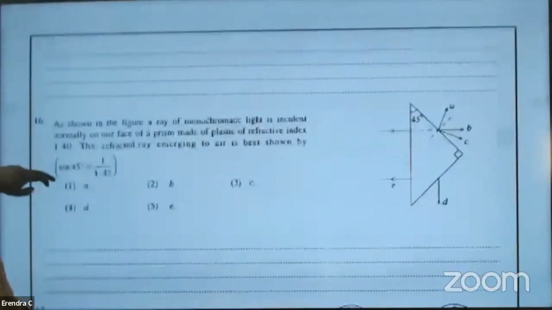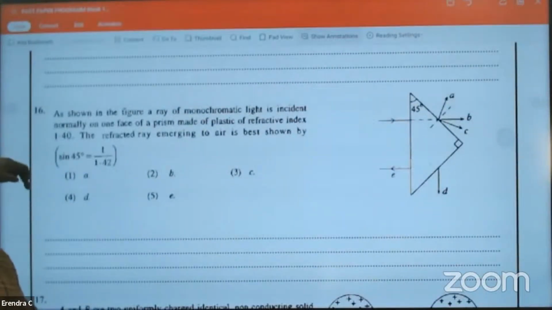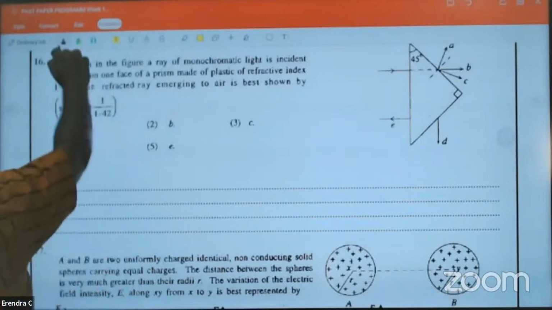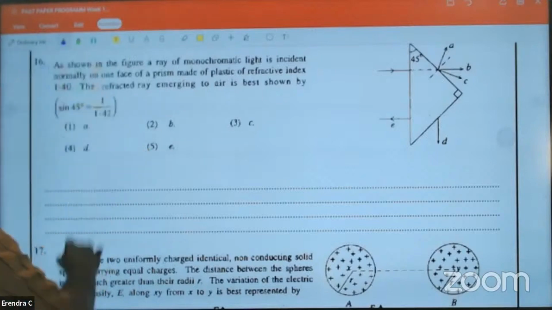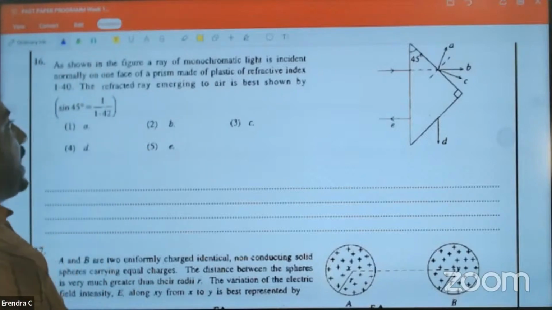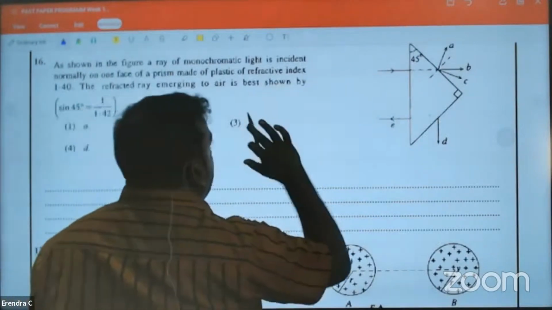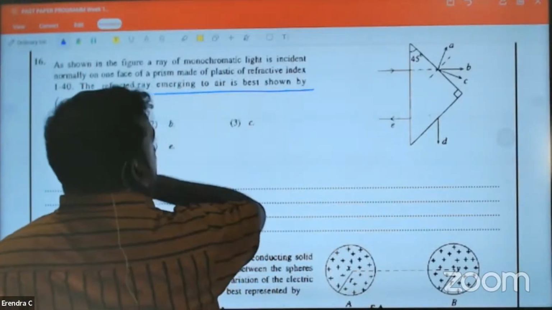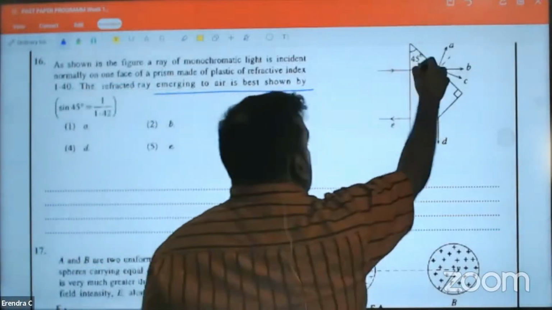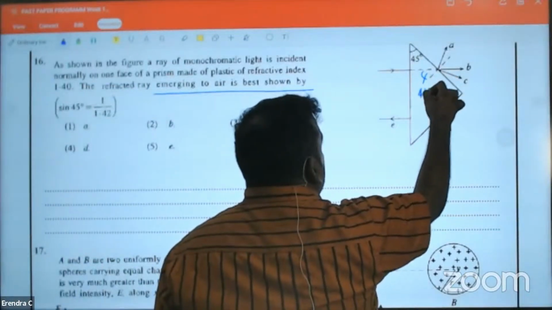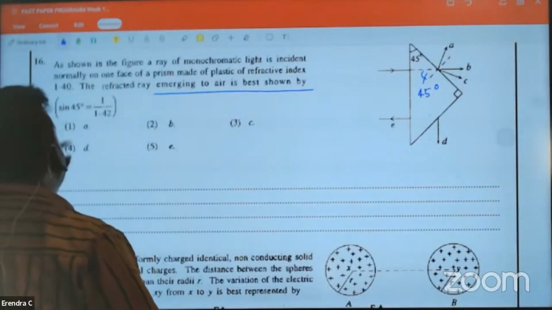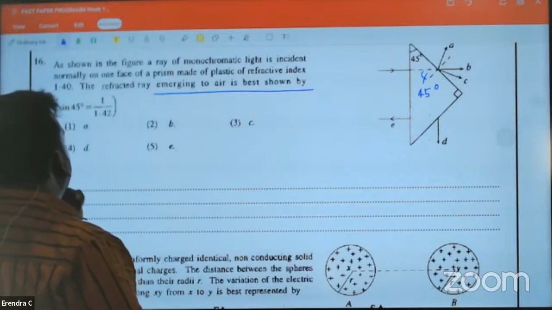Moving forward. Look at this. As shown in the figure, a monochromatic ray of light is incident normally on one face, refractive index is given. The refracted ray emerging into air is best shown by, be careful. Here 45 means here also 45. Refractive index is 1.4.